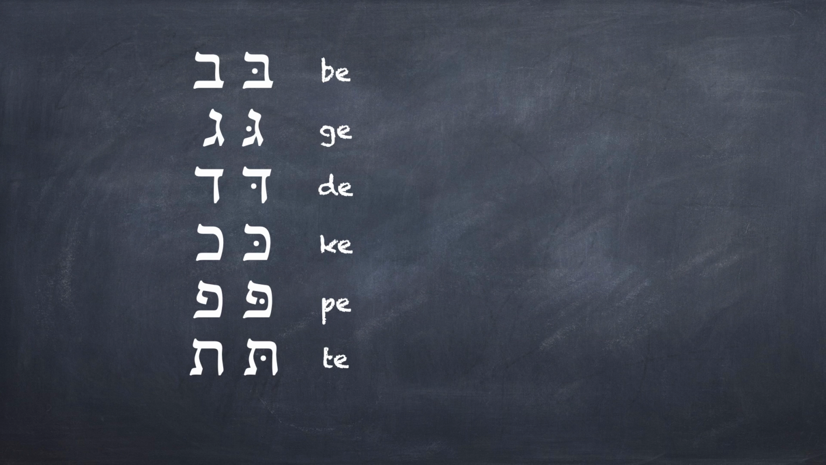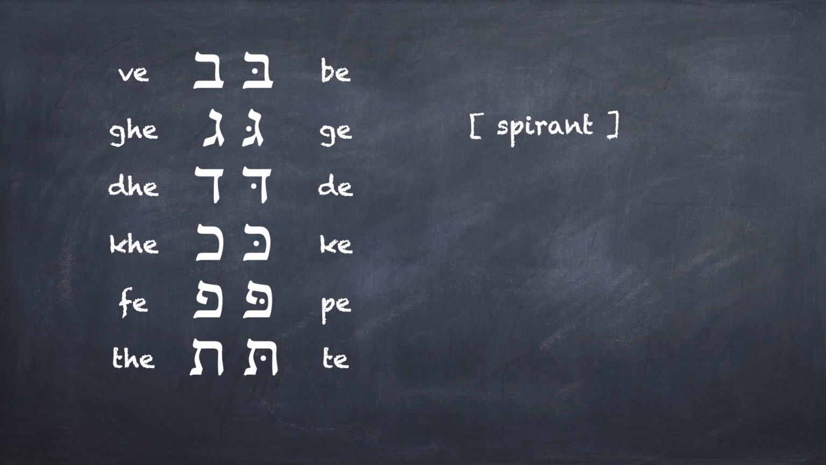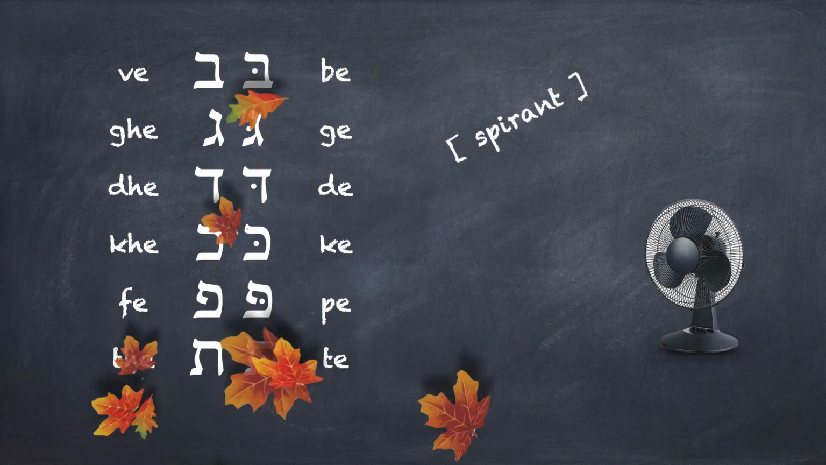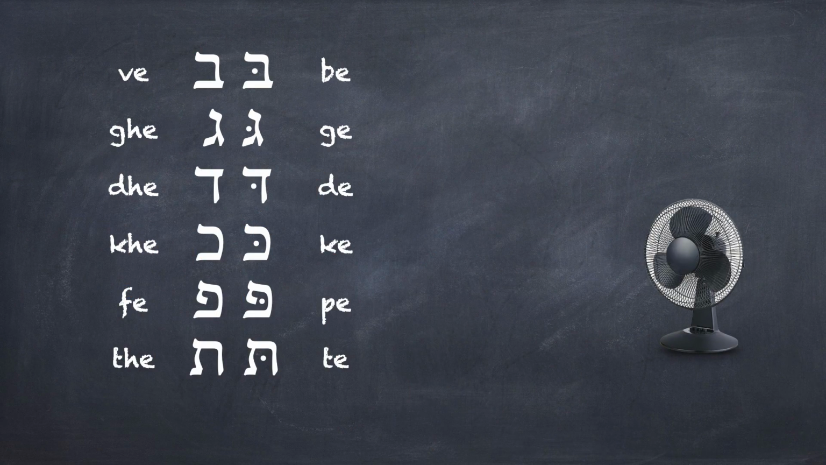But without the dagesh, these letters are pronounced with a softer sound. Ve, re, je, che, fe, fe. This is called spirantized articulation because its sound is produced by the same mouth shape as the plosive, but with a smooth, continual flow of air.